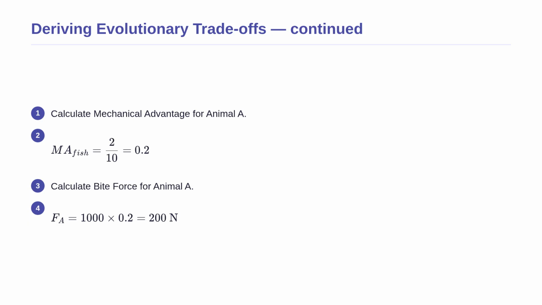Let us continue our proof by calculating the mechanics for the fish first. We divide its in-lever of 2 centimeters by its out-lever of 10 centimeters. This gives a very low mechanical advantage of 0.2. Multiplying this by the 1,000 newtons of muscle force yields a bite force of just 200 newtons. Mathematically, this proves the fish has a very weak bite.